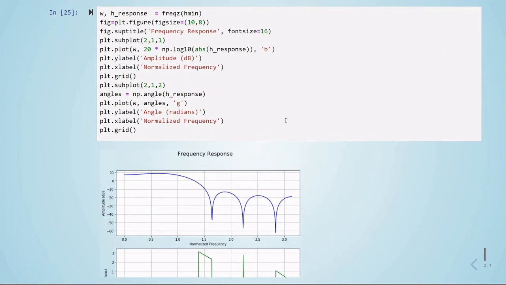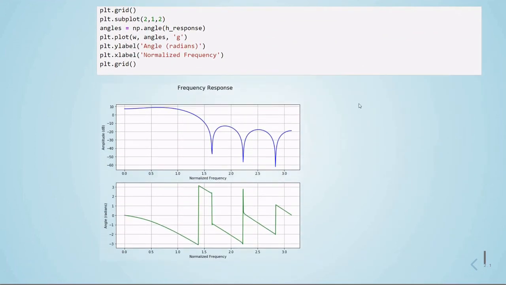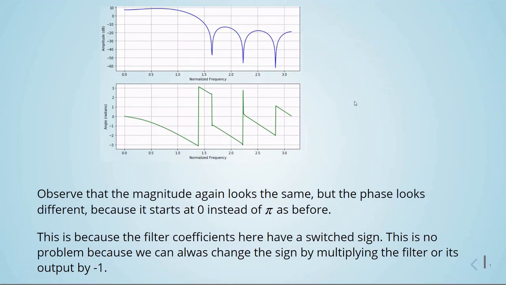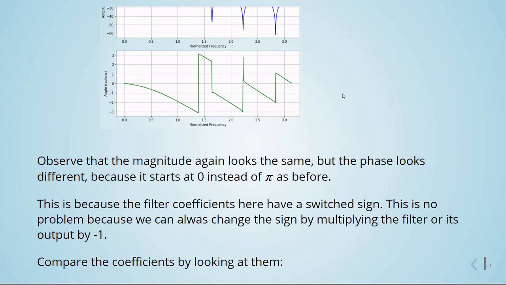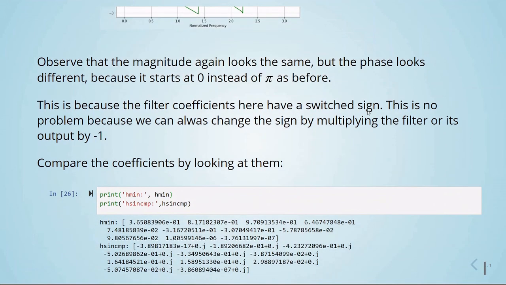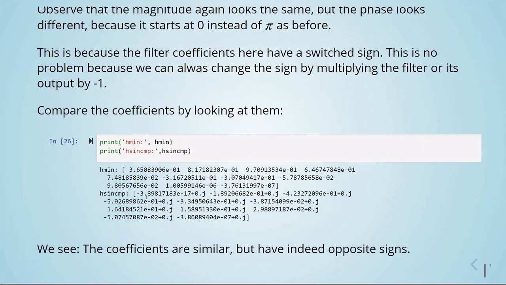And when we plot the frequency response, the magnitude looks the same, but the phase looks different because it starts at 0 instead of pi as before. And this is because the filter coefficients here have a switched sign, and this is no problem because we can always change the sign by multiplying the filter or its output by -1. So when we compare the coefficients by looking at them, we see that the coefficients are similar but indeed have opposite signs.